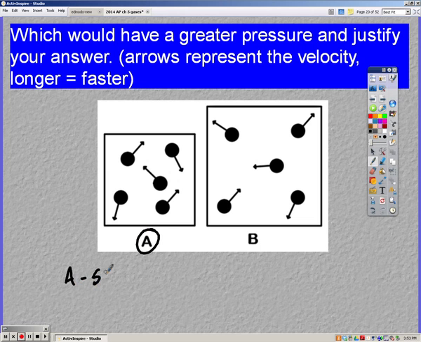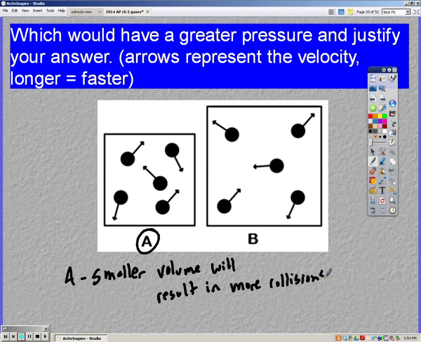So in this case, we have volume being changed. A is going to have the greater pressure because it has a smaller volume. Smaller volume will result in more collisions because there's less space for them to move.